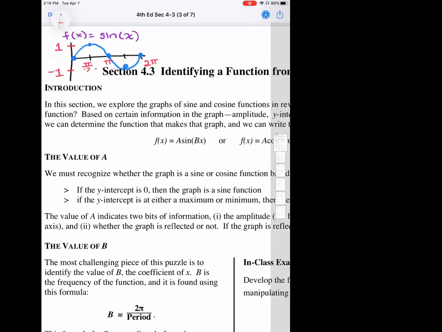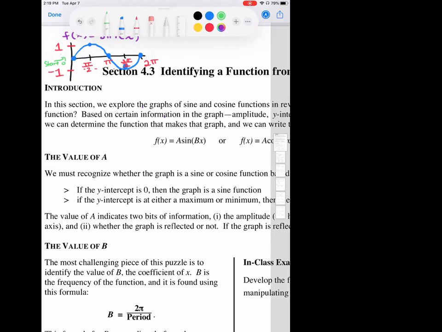That'd be pi over 2. And then 3 pi over 2. So those are some sine functions. One of the most important things I want you to keep in mind is where it starts. It starts at 0, right? So that's something that should be super important that helps us identify that it's sine versus cosine.